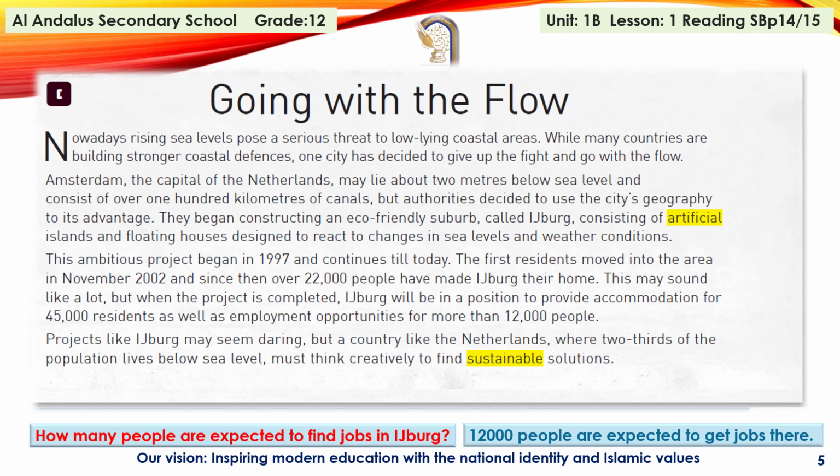If someone says, I didn't find out the answer, I can say, please refer to the third paragraph with the last sentence. Edinburgh will be in a position to provide accommodation for 45,000 residents as well as employment opportunities for more than 12,000 people. So employment opportunities are, of course, job opportunities. Thank you very much.